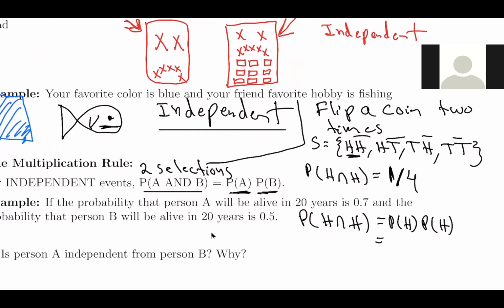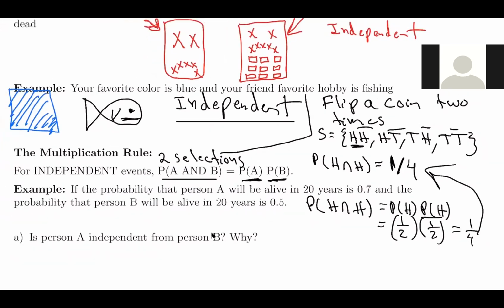In this one, the probability that a coin will land on heads is 1 out of 2, and the probability the coin will land on heads is also 1 out of 2. So 1 out of 2 times 1 out of 2 gives you 1 out of 4, which is exactly what we got here. So that's how the multiplication rule for independent events came about. Instead of having to worry about the sample space and then determining how many of those events meet your criteria, all you have to do is multiply those probabilities. So let's go ahead and do this first problem.